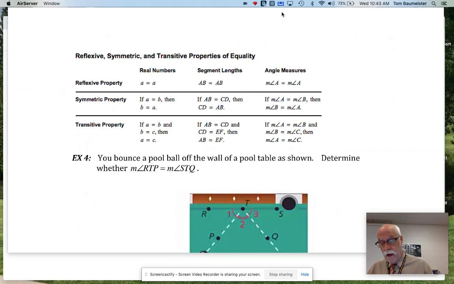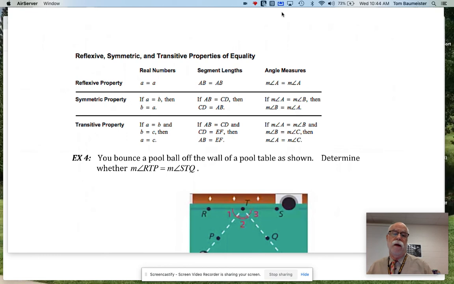If the measure of angle A is equal to the measure of angle B, then we can say that the measure of angle B is equal to the measure of angle A. And then finally, the transitive property, which is similar to the law of syllogism that you just did yesterday. It says if A is equal to B and B is equal to C, then we can say that A is equal to C. Same thing with the segment length and with the angles.